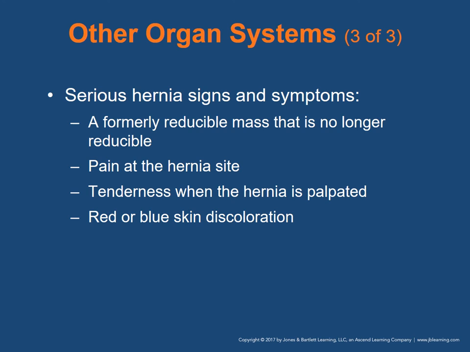So, serious hernia signs and symptoms, like I said, a formerly reducible mass that is no longer reducible. That means a hernia that doesn't go back into place, very, very serious. Pain at the site of the hernia, tenderness when the hernia is palpated, or red or blue skin discoloration. Again, red or blue skin means that it could be a strangulated hernia and that it could be very, very serious in terms of tissue perfusion and ultimately tissue death.